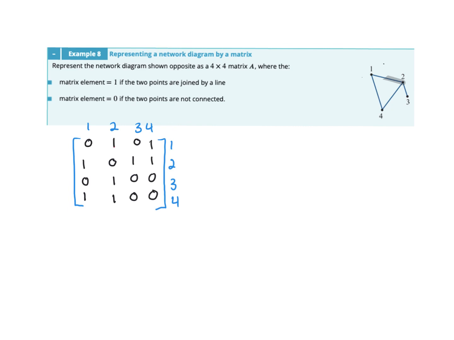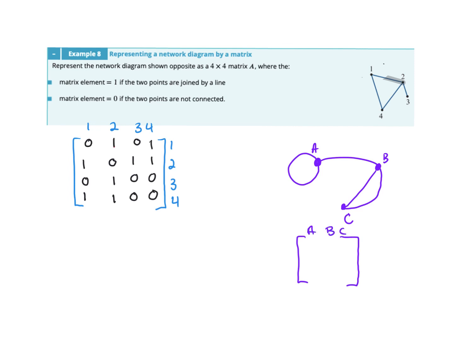So say, for example, I draw another one. I might call this point A, point B, and then point C. I might have it looking like this. Okay, so that's a network diagram. If I was to set up a matrix of this information, I would have A, B, C, and it's going to be a square, A, B, C.